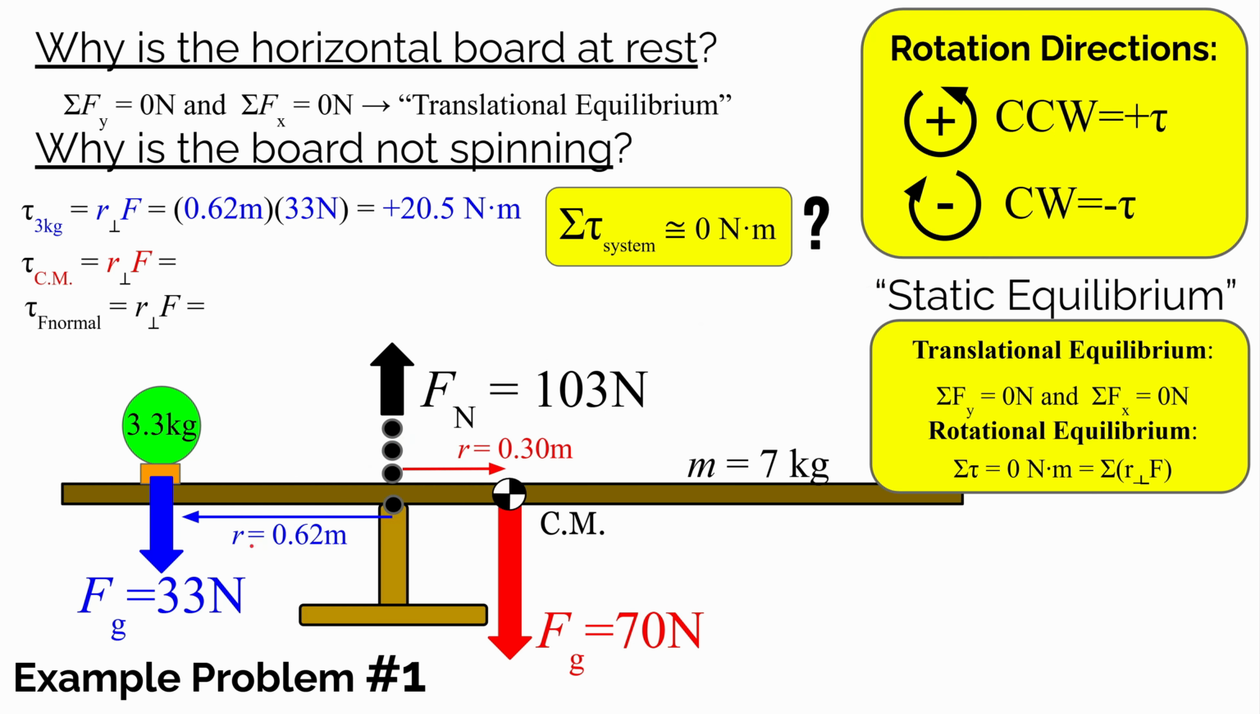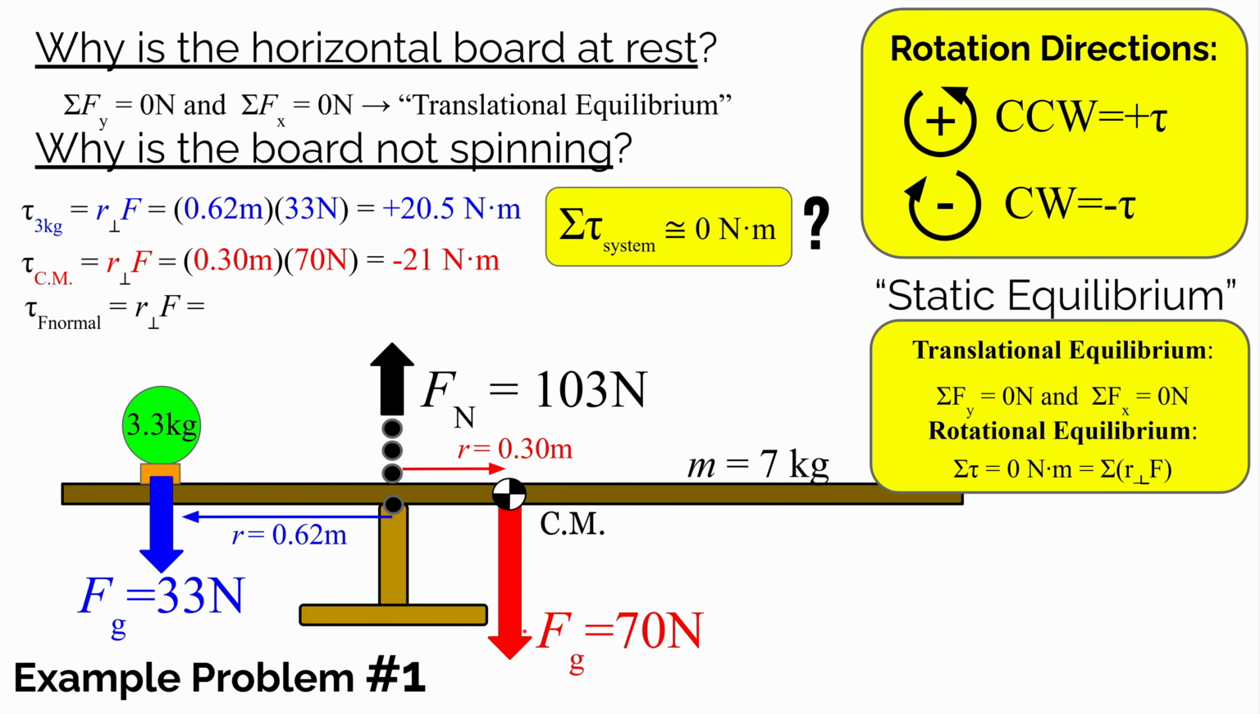So because this 33 newtons is trying to make the board rotate about the pivot point in the counterclockwise direction, we call that a positive torque. So the 3.3 kilogram mass is exerting a positive 20.5 Newton meter torque on the board. Well, what about the 70 Newton force? Well, it's its radial distance times the size of the force. So it's 0.3 meters times 70 newtons. So that's 21 Newton meters.